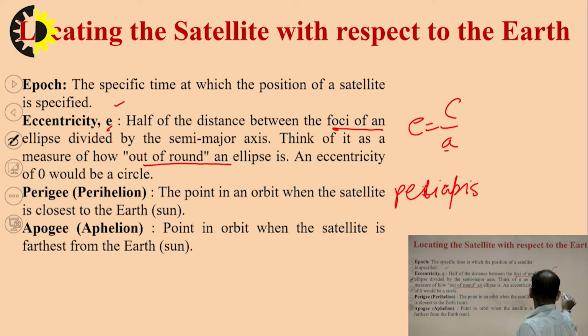Periapsis. Perigee is with respect to the earth, periapsis is with respect to the sun, and perihelion is with respect to any body or object located in space. So the point in an orbit when the satellite is closest to the earth is perigee, and closest to the sun or outer objects is perihelion or periapsis. Similarly, apogee is the point in the orbit when the satellite is farthest from the earth or sun, apogee or aphelion. So these are the points.